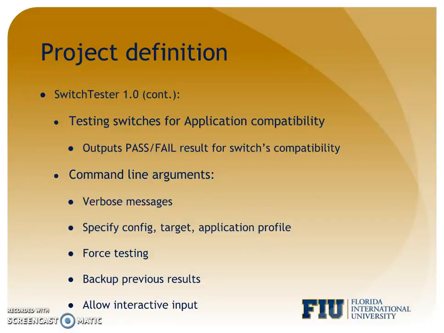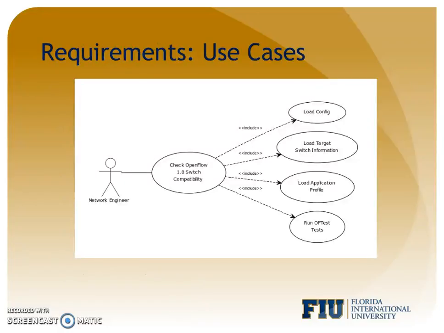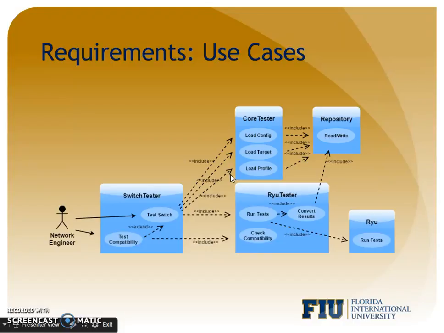Then we have some configuration for the application, which specifies the configuration of the app, as well as the configuration of the switch that we're testing, making sure that it passes validation, and the application profile. We'll go into what an application profile is in a bit. This is basically how the application looks to the network engineer, who is the end user for our software. They want to check OpenFlow 1.0 switch compatibility. So the SwitchTester application will load the configuration, load the target switch information, load the application profile, and then run either OFTest or Ryu, whichever is the testing framework to use.